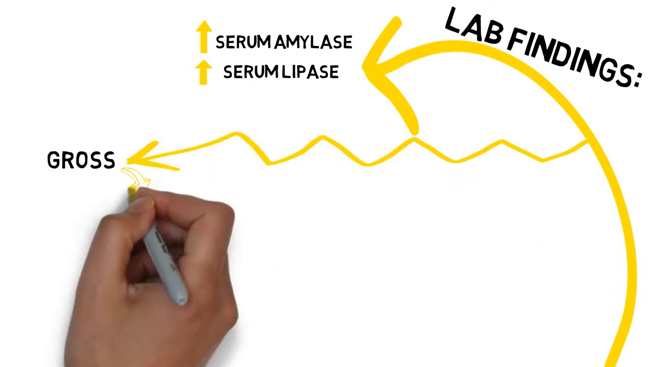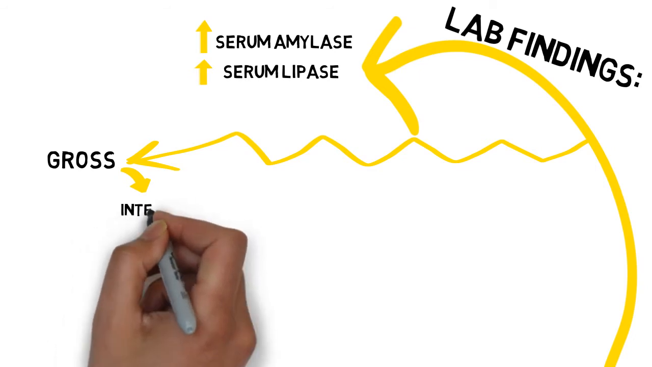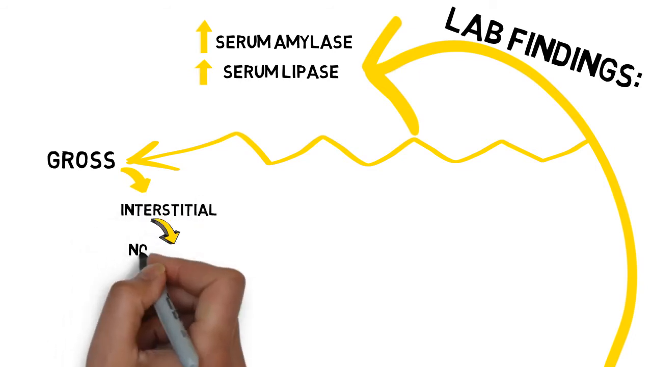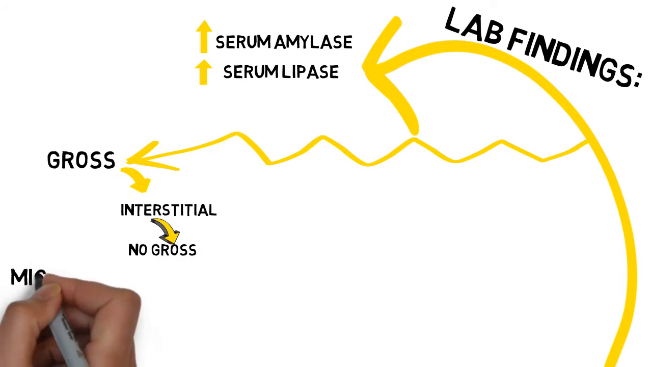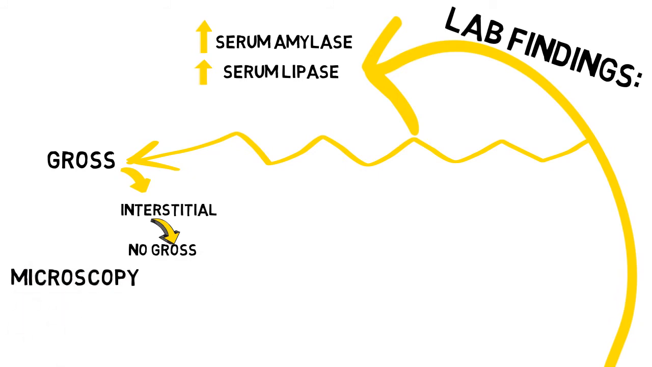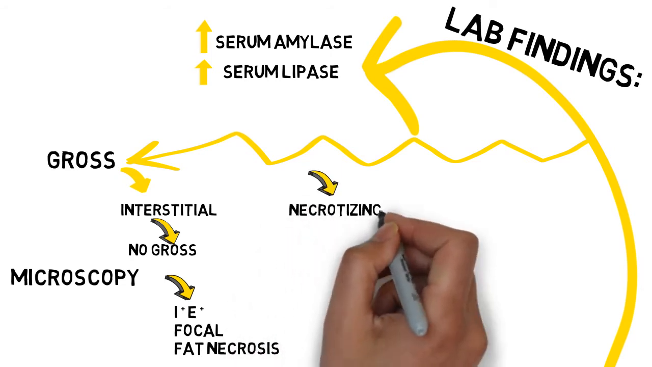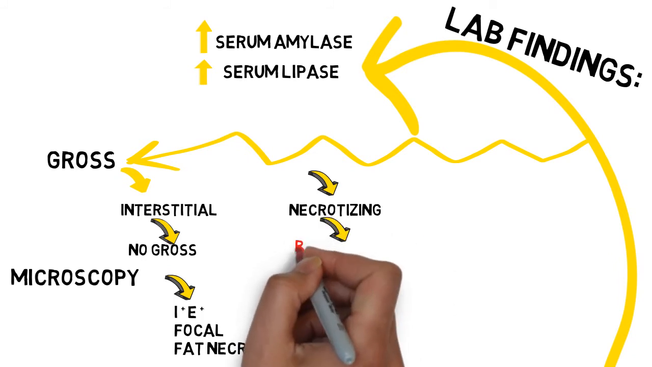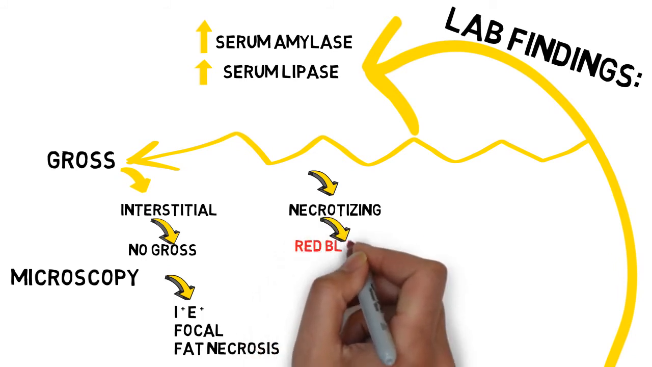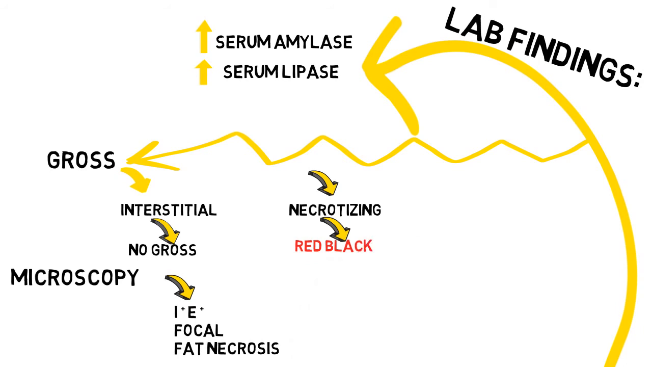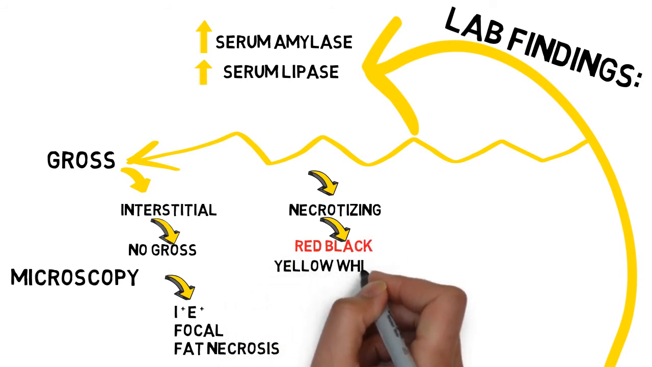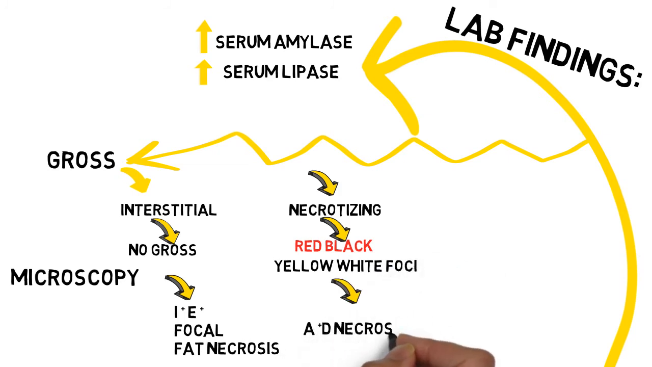Biopsy features can be divided according to the severity. Mild form, that is acute interstitial pancreatitis, has no gross features as such. Microscopy will show mild inflammation, some interstitial edema, and focal areas of fat necrosis in the pancreas and peripancreatic fat. The more severe form, that is acute necrotizing pancreatitis, shows red-black pancreatic substance from hemorrhage and foci of yellow-white chalky fat necrosis. Also, the peritoneal cavity will have serous brown-tinged fluid.